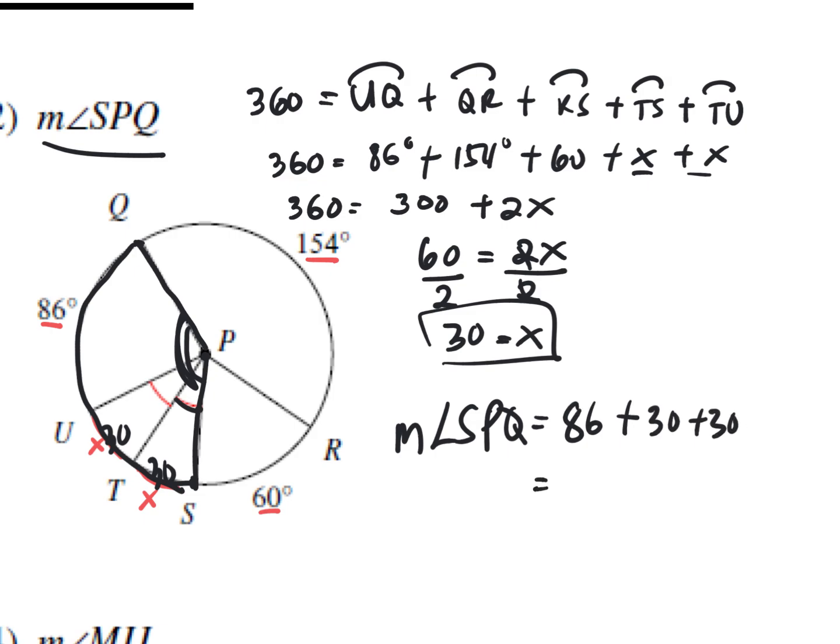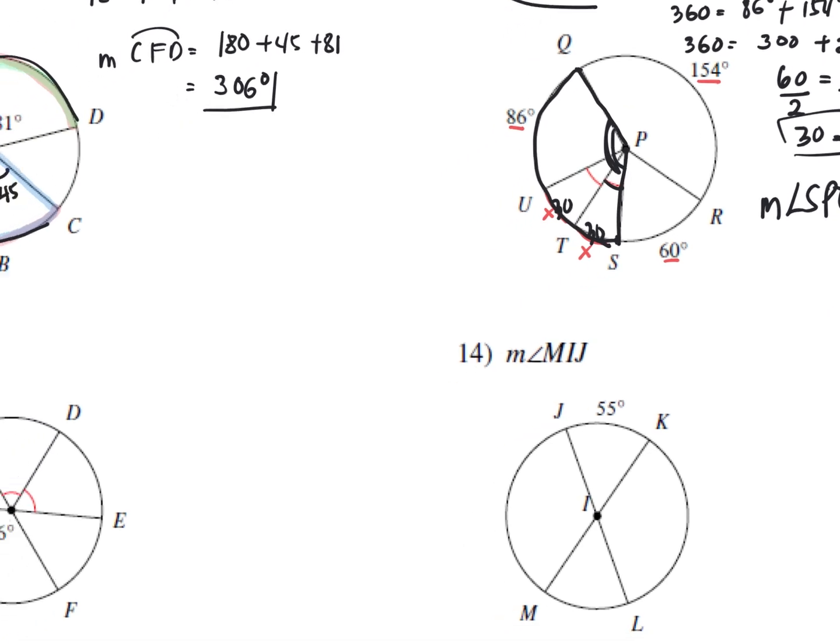Okay, so 30 plus 30 is going to give you 60. 86 plus 60 is going to give you 146 degrees. Okay, that's the final answer to that. Okay, let's go to the next item.